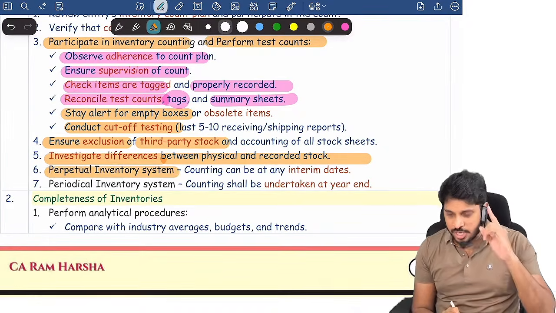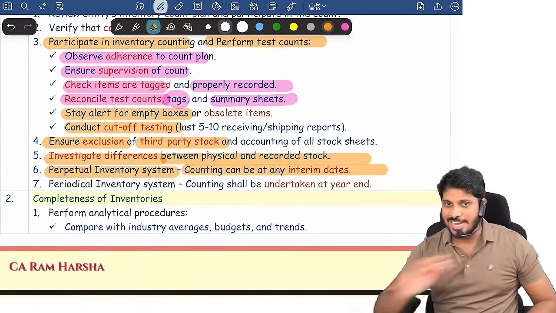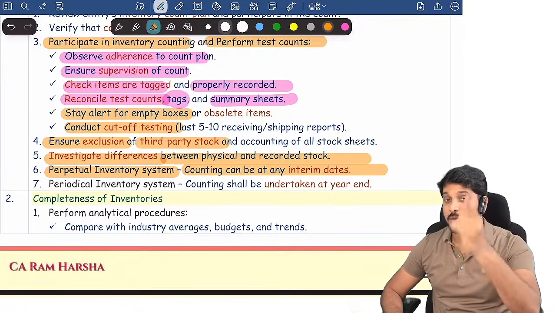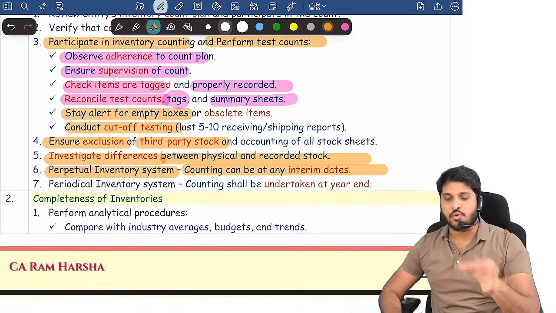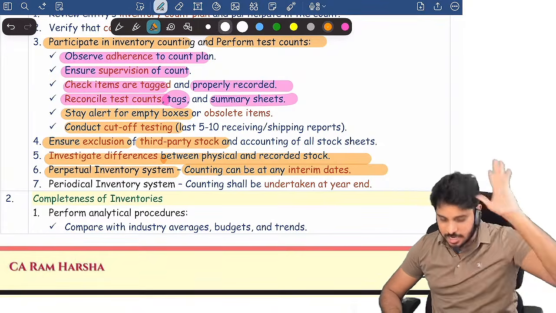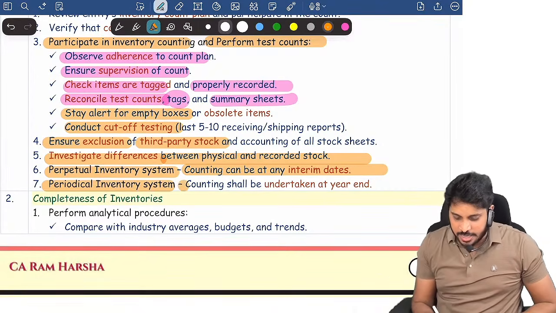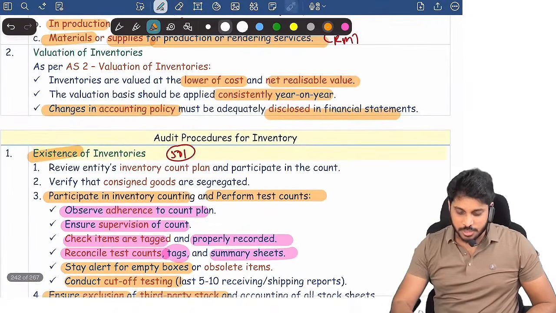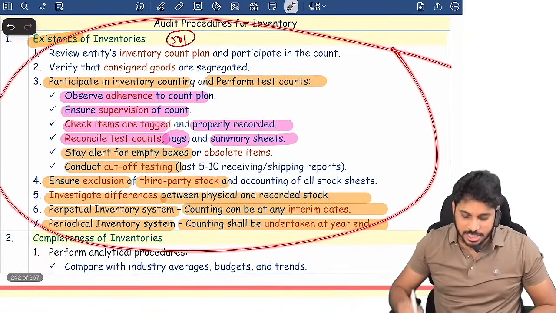In case of a perpetual inventory system, counting can be done on any date. The auditor can do physical inventory counting on any date if the company has perpetual inventory recording. Suppose the company is following periodical inventory, then on March 31st you must compulsorily attend physical inventory counting. Periodical inventory counting shall be undertaken at year end compulsorily. So these are the procedures that we need to perform for existence of inventory.